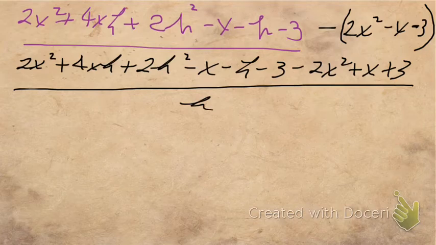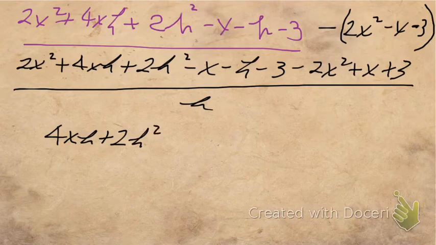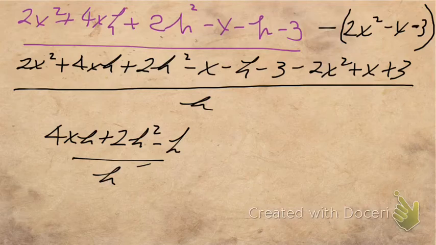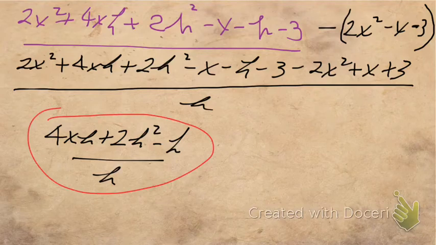Then I'm going to ask you to combine everything, get all your like terms together, and you end up with 4xh plus 2h squared minus h, all over h. When you combine all those like terms, that is what you end up with. So what are you going to do with this? We're going to look and see if there's anything we can factor.